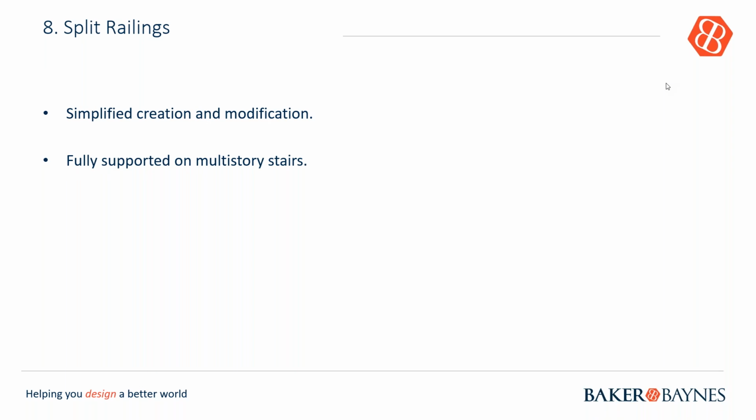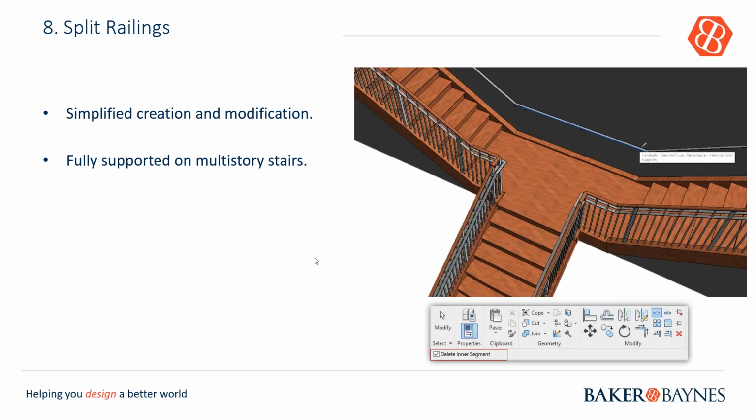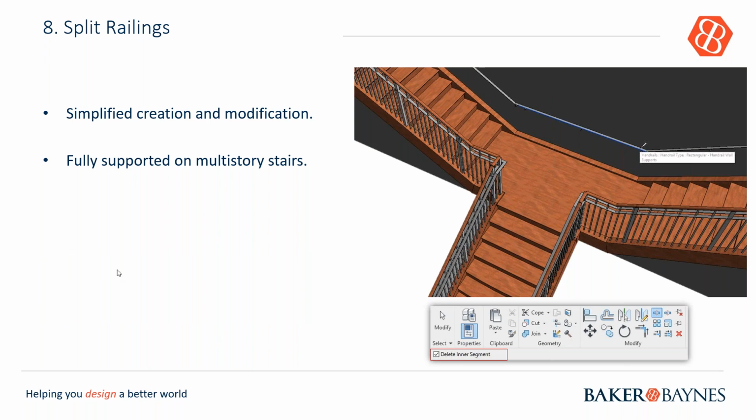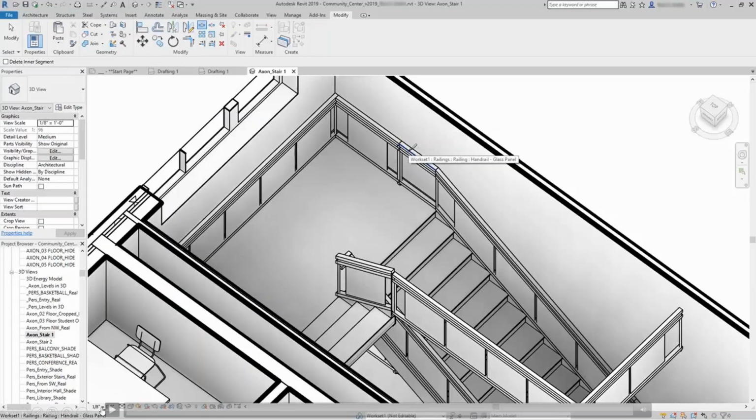On the same topic of splits and railings, it's a useful way to adjust automatically generated railings on stairs, and it's fully supported, like I said, on multi-story stairs, right? What I like about this is that there's now more control on the railings generated from the railing path. When we look at that video, it actually shows you how it works.